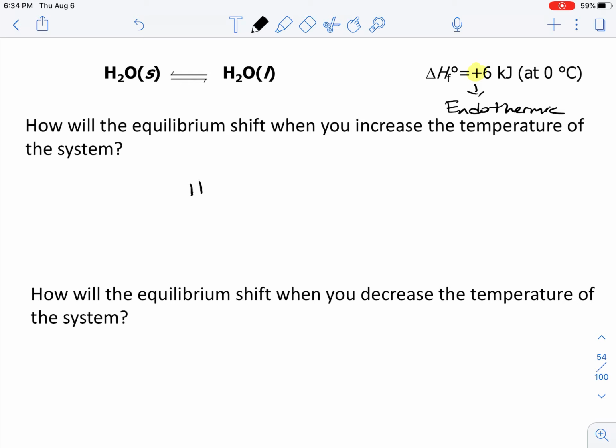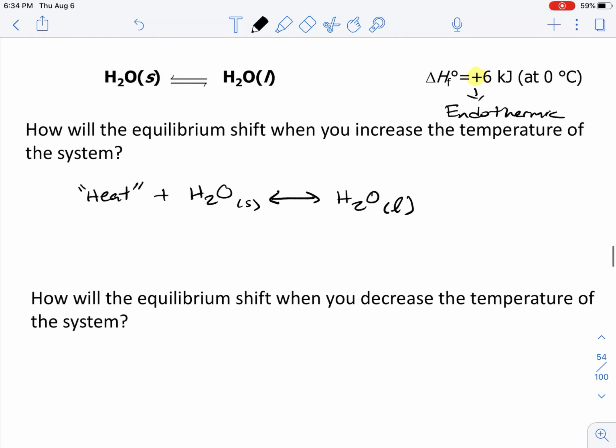Therefore I can rewrite this chemical equation to include heat as a reactant. Remember, endothermic is gaining energy or gaining heat from the surroundings. Naturally, to convert solid water, which is ice, into liquid water, heat must be absorbed to produce liquid water, which makes sense.